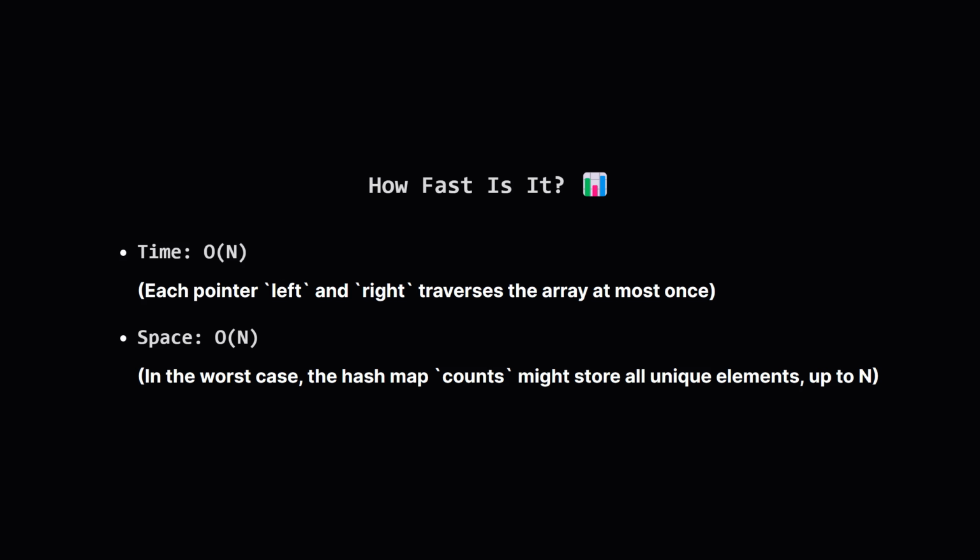So how efficient is this sliding window approach? Let's think about the pointers. The right pointer moves from the beginning to the end of the array exactly once. The left pointer also moves from the beginning to the end at most once. Since each element is processed by right once and by left once, the total time complexity is linear, which we call big O of n or order n, where n is the length of the input array. That's much better than our initial brute force idea.